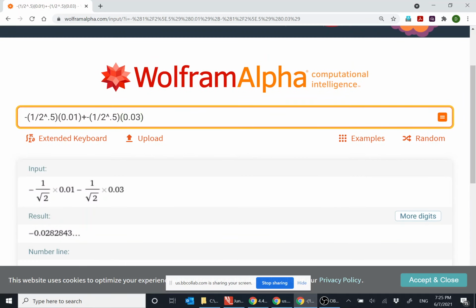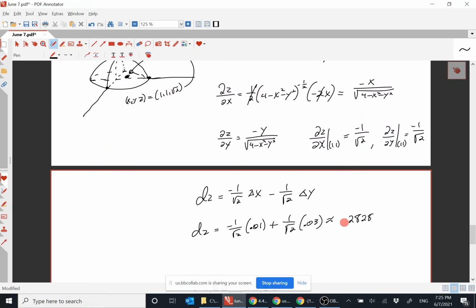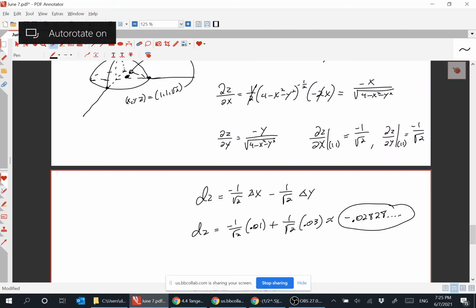So this should be pretty minuscule here. Of course, moving the decimal place over 1, 0.02828. Right, so that's the change in z along the tangent plane.